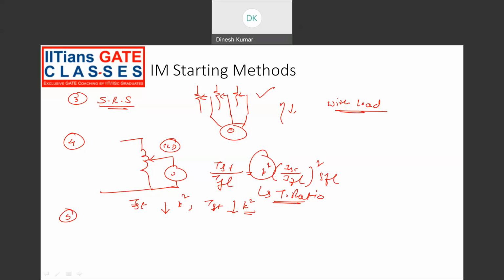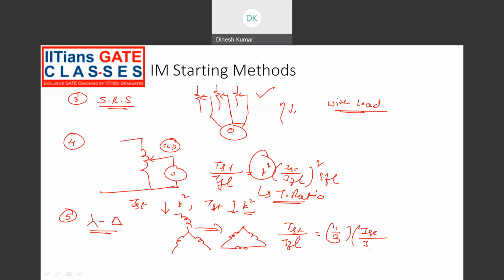The next one is the star delta method, star delta start. In this method, initially the motor is started using star connection, and then the stator connection is changed to delta. So initially the machine stator will be in the star connection. After that, it will be changed to the delta connection. If you take the ratio of starting to full load torque, it gives 1/3 into Isc by I full load, squared, into S full load.